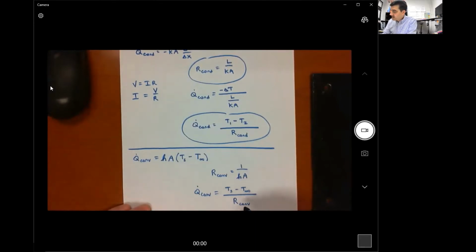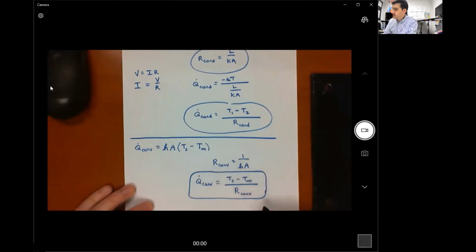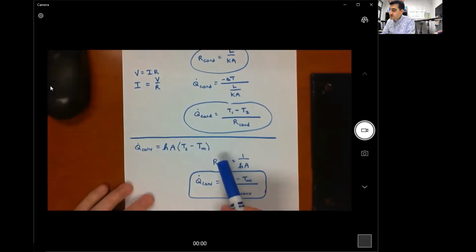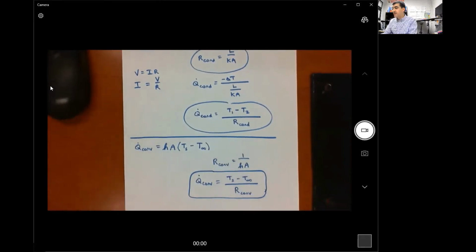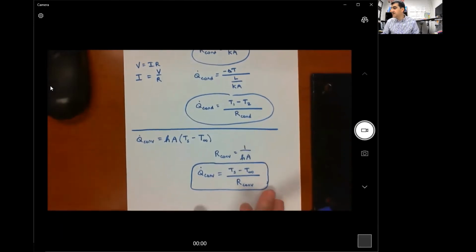So when I plug in 1 over HA here, the HA is in the denominator of the denominator, so really it's like it's in the numerator, just like it is up here. So as long as we define our convection to be 1 over HA, then this equation is exactly identical to this equation right here. But it turns out it's nice to use this thermal resistance for convection term, because that allows us to combine modes of heat transfer a lot more easily. So that's what we're going to do.